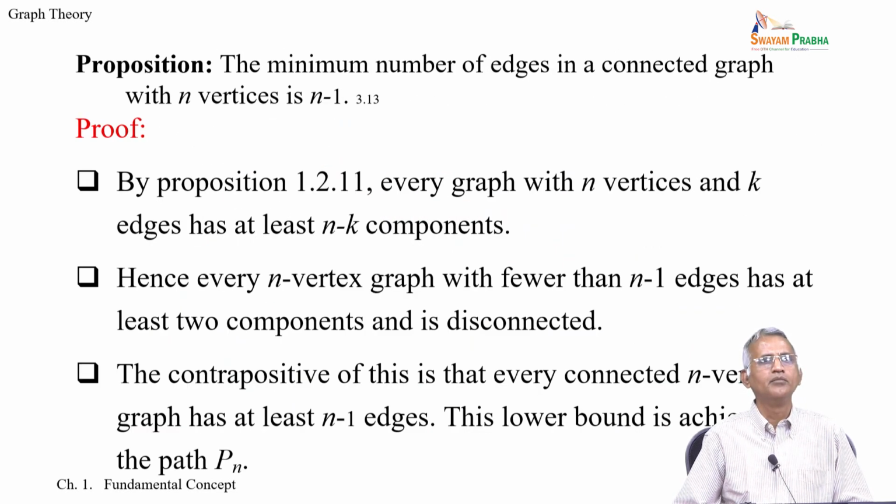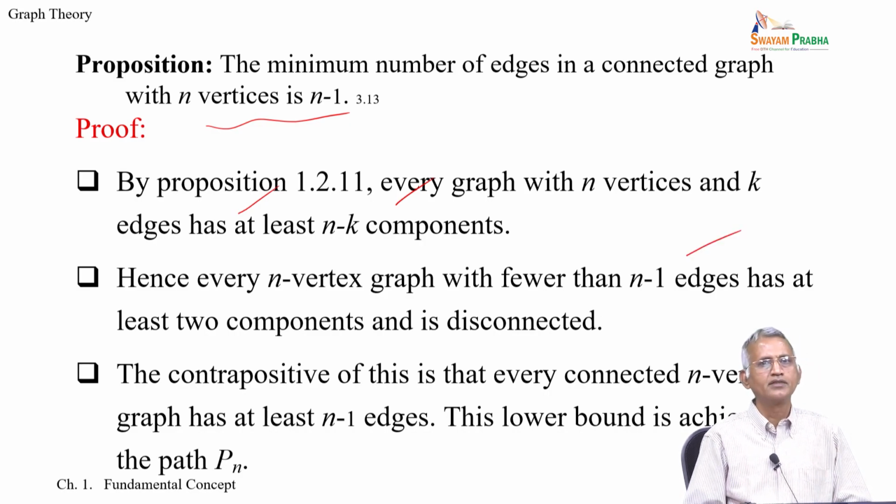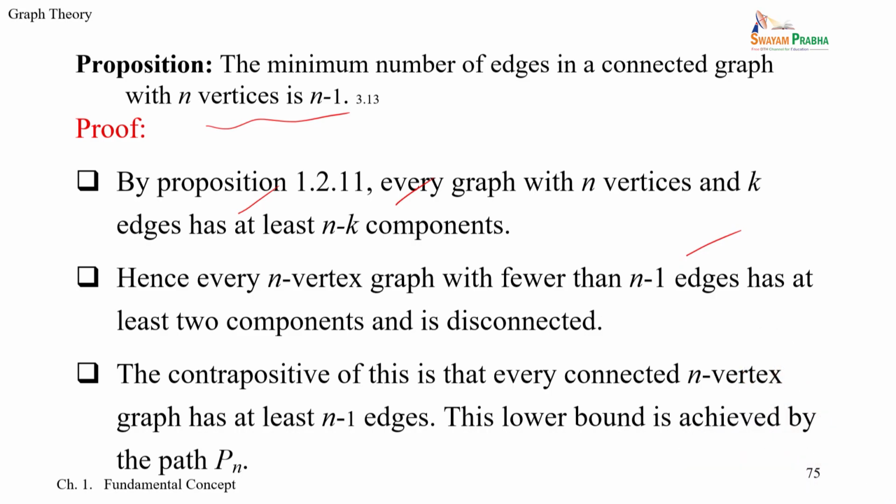Now, the minimum number of edges in a connected graph with n vertices is n minus 1. Every graph with n vertices and k edges has at least n minus k components. Hence, every n-vertex graph with fewer than n minus 1 edges has at least 2 components and is disconnected. Therefore, by the contrapositive, every connected n-vertex graph has at least n minus 1 edges. This lower bound is achieved by the path P_n.